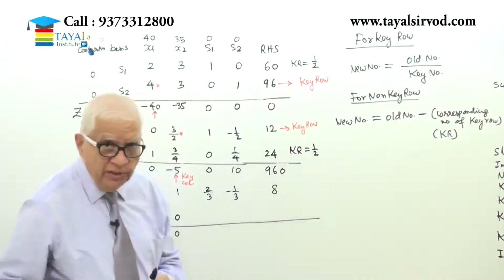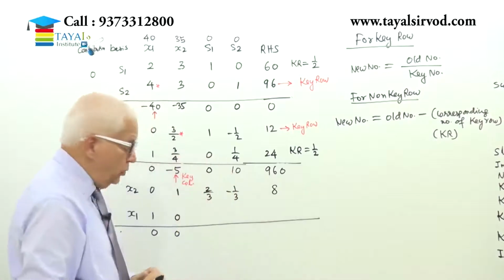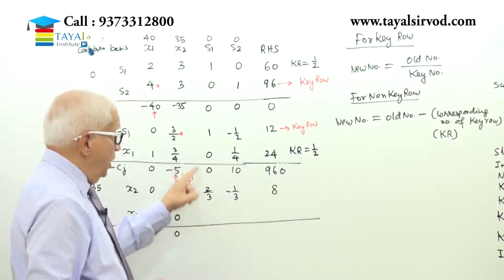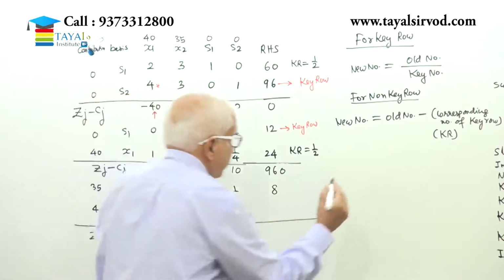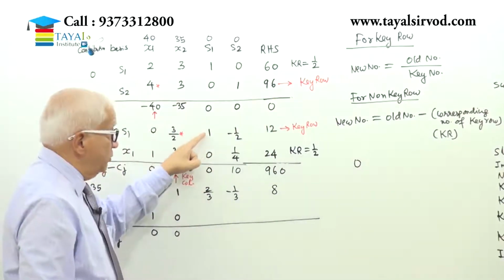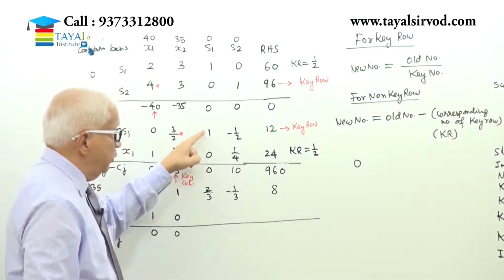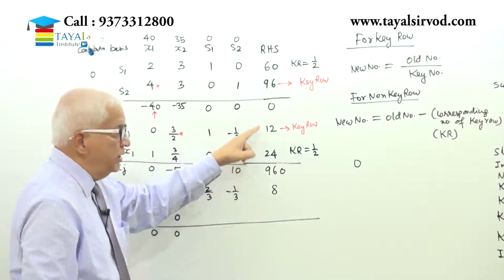So let me do that. How many numbers do I require? 1, 2, 3. Only 3 numbers are required. So look at this number. This is the new number. Where is the old number? Old number is here. So this new number is equal to the old number 0 minus corresponding number of the key row. For this number, the corresponding number of key row is here. For this number, the corresponding number of key row is here. For this, it is this, and so on.